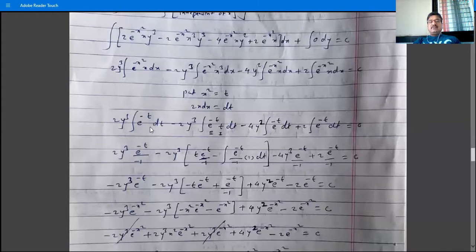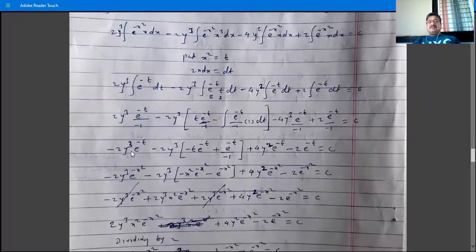So extra, right here 1/2 minus 2y cube, again e raised to minus t, and factorize this x cube as x square into x dx, and write x square as t and x dx as 1/2 dt. Here again 1/2 minus 4y cube, again e raised to minus t, 1/2 dt. And again here 2 and e raised to minus x square x dx, again write x dx as 1/2 dt. So here 1/2, 1/2, 1/2, 1/2, and then cancel that 1/2 throughout.